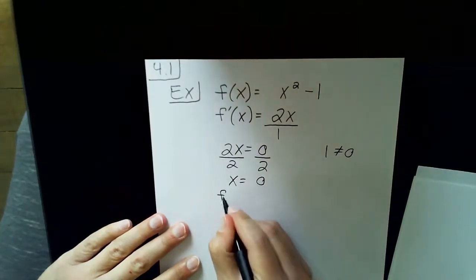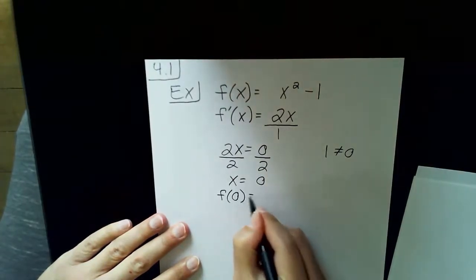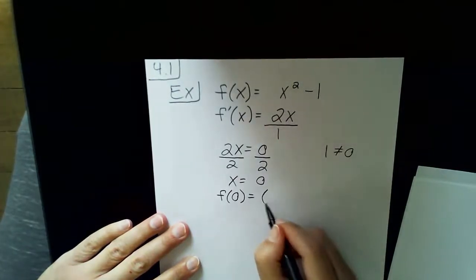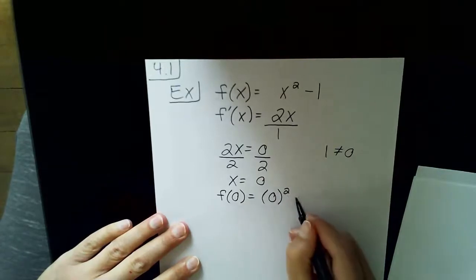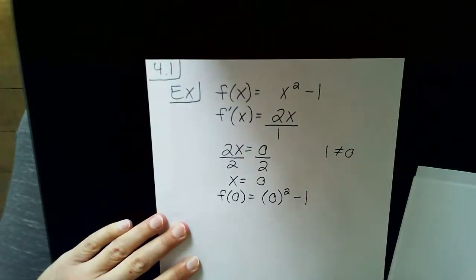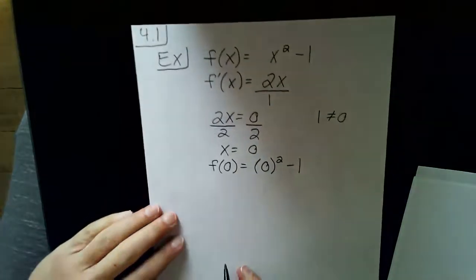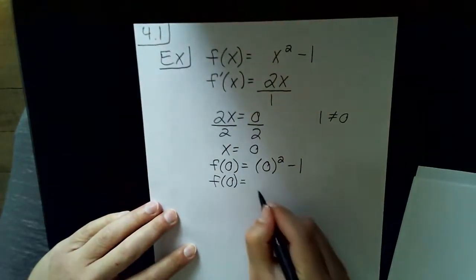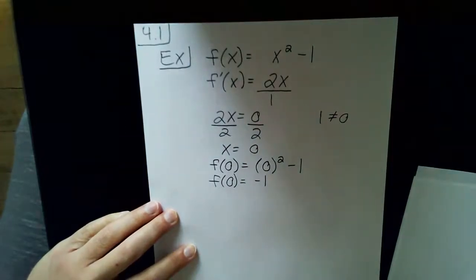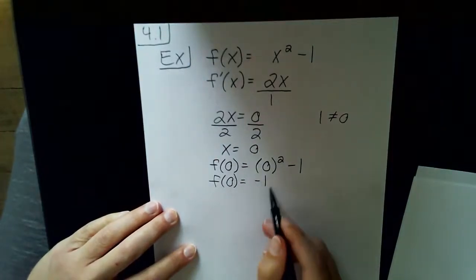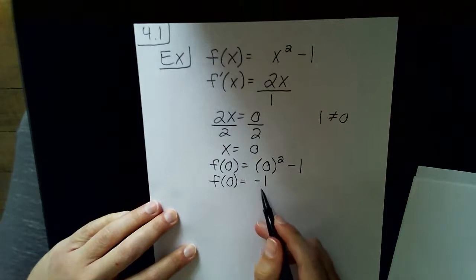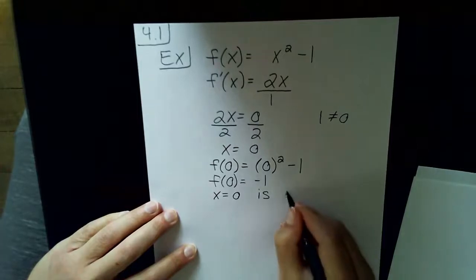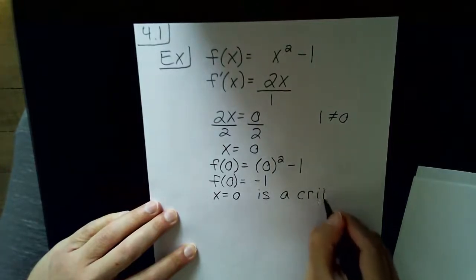So we will find f of 0, which, plugging 0 in for x in our original function, gives us 0 squared minus 1. So f of 0 equals negative 1. Negative 1 is a real result, which means x equals 0 is a critical number.